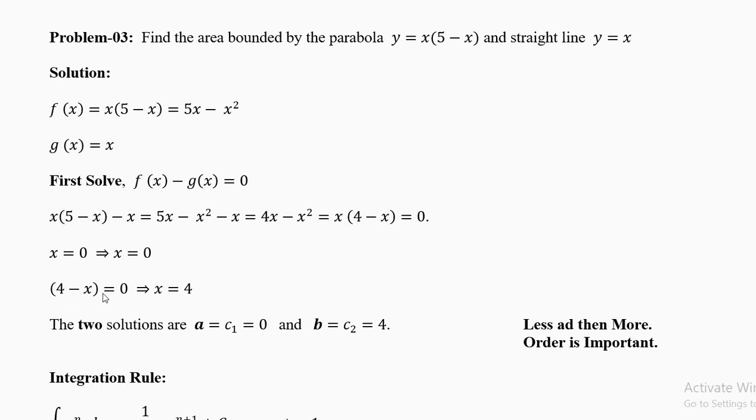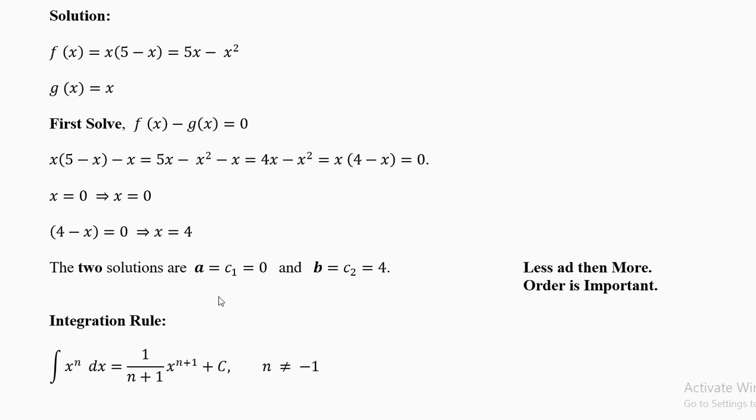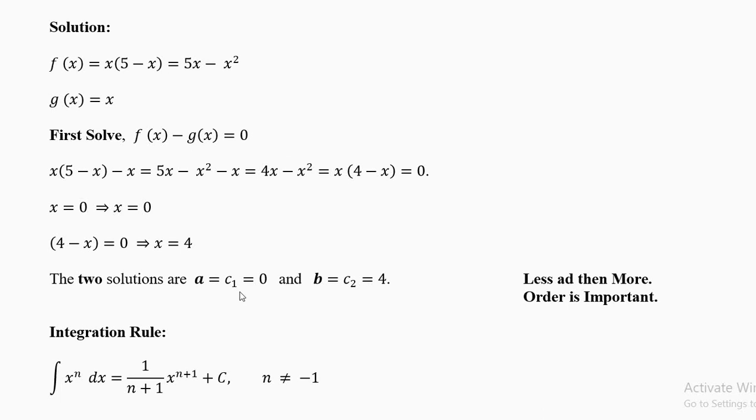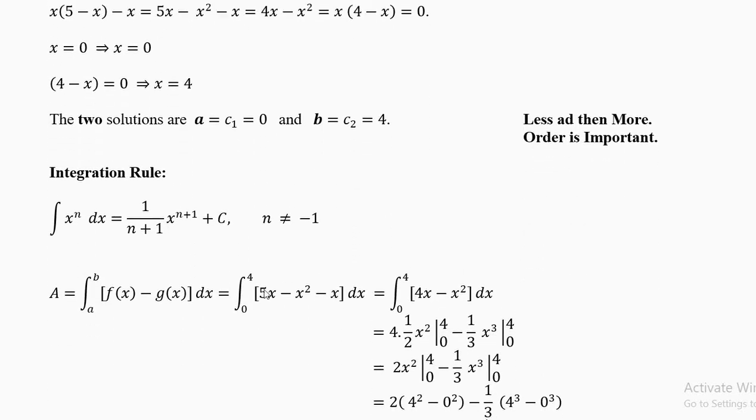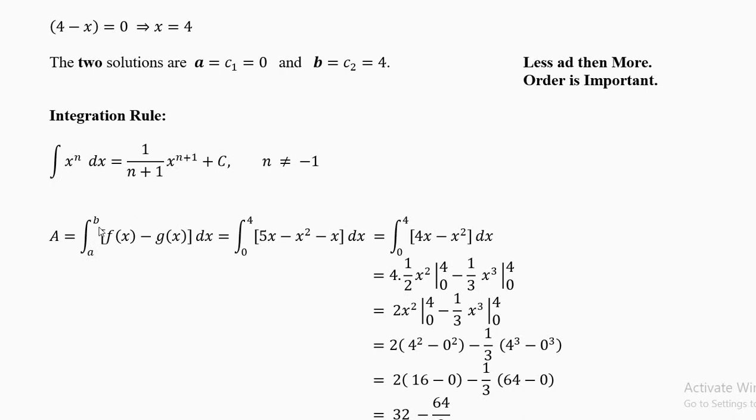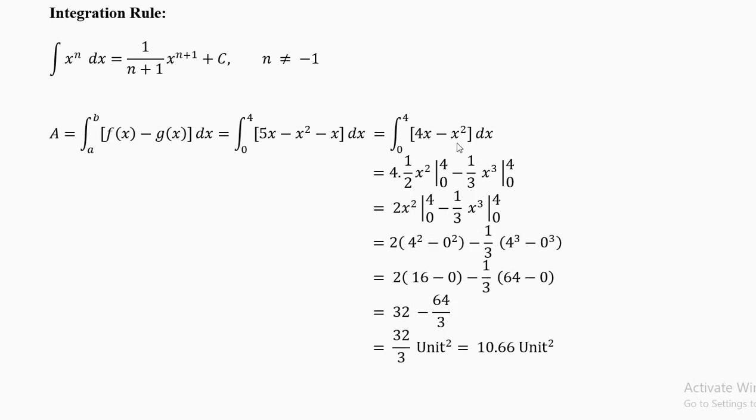Because 4 minus x equal to 0, take x to the right, you'll get 4 equal to x, which is x equal to 4. So the two solutions in the correct order are a equal to 0 and b equal to 4. So area is integral a to b of f minus g. As before, you have 0 to 4 integral of 5x minus x square minus x, which is 4x minus x square, going from 0 to 4. Now you have two things, integrate them one at a time, and you will get 4 into half x square minus 1 by 3 x cube, both going from 0 to 4. 2x square going from 0 to 4.